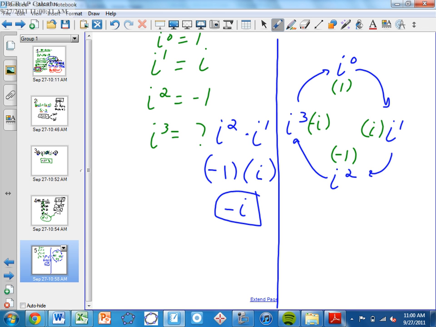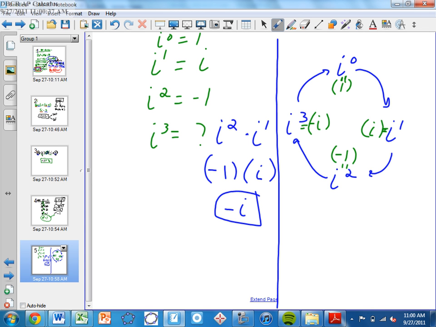Again, the green is what they actually are. The green here is what they're actually equal to. So again, i to the 0 is really 1. i to the 1 is really i. i squared is really -1. i to the third is really -i. What if we tried something like i to the 4th? It'll be -1.